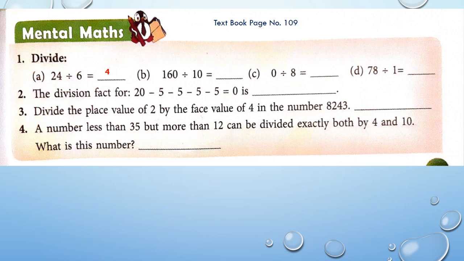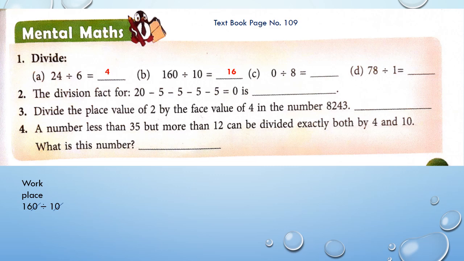Now 160 divided by 10. We have already learned in our interactive classes how to divide by 10. So let us revise once again. Now 160 divided by 10. So we have to cut the 0 of 10's place, 1's place in 10 and 0 at 1's place in 160. So now 16 divided by 1. So answer will be 16.